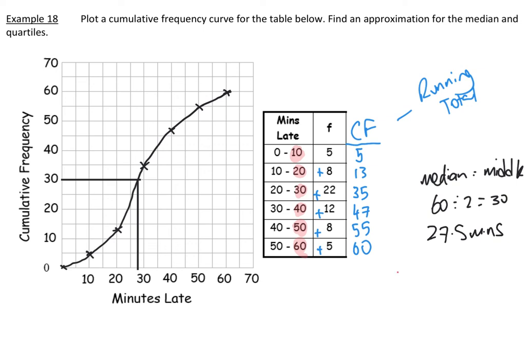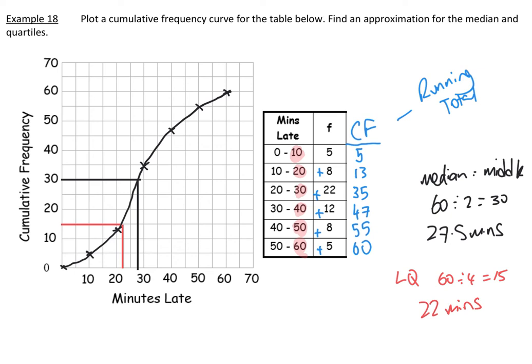We can then do our lower quartile, which is a quarter of the way through. So 60 divided by 4 is 15. We go across from 15, see where the line cuts the curve and follow that down. We can see that the lower quartile value is about 22 minutes.